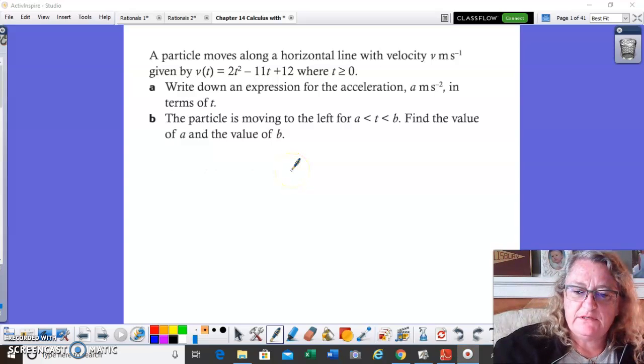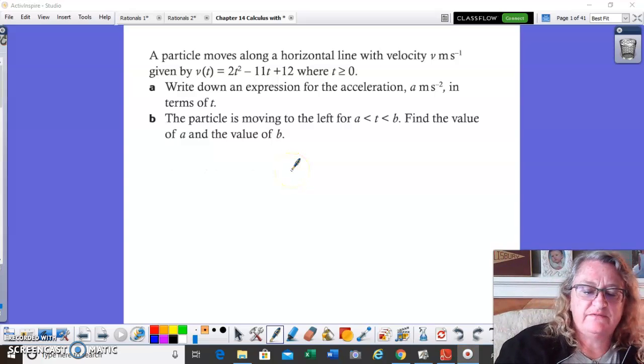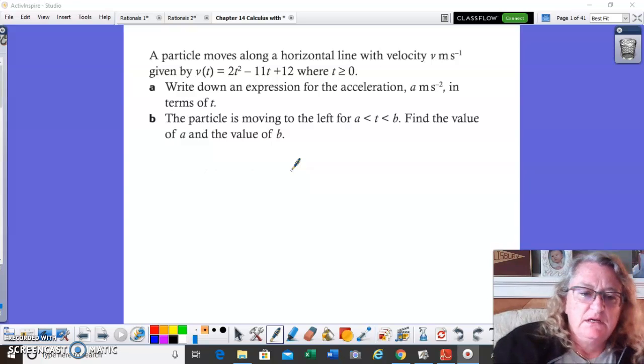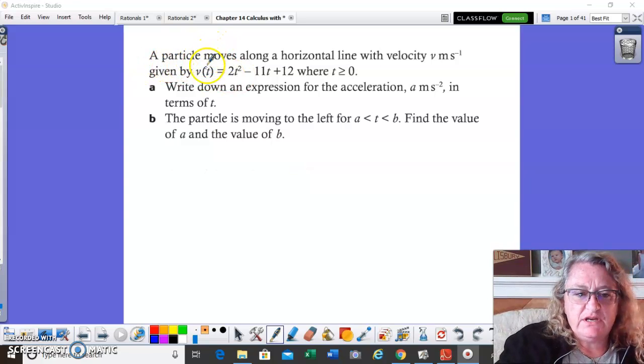All right, let's start by doing a little bit of review. We'll go back to some velocity and acceleration and displacement. So we have this function here that's a velocity function. The velocity is 2t squared minus 11t plus 12. We need to write down an expression for the acceleration.